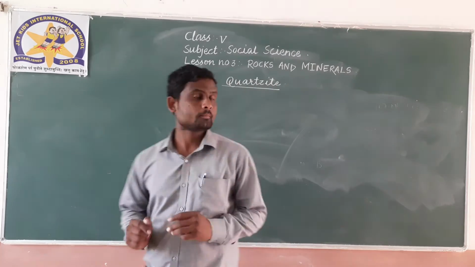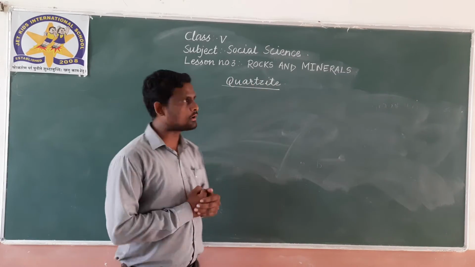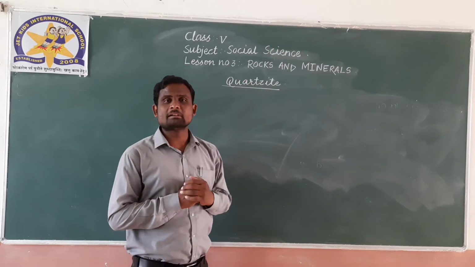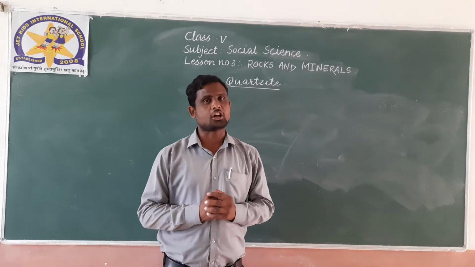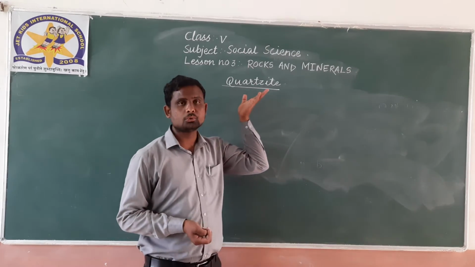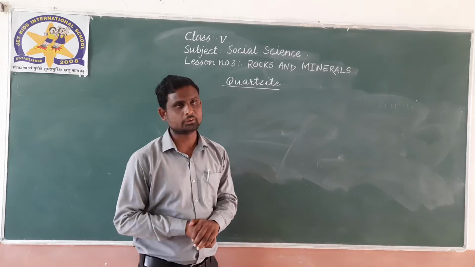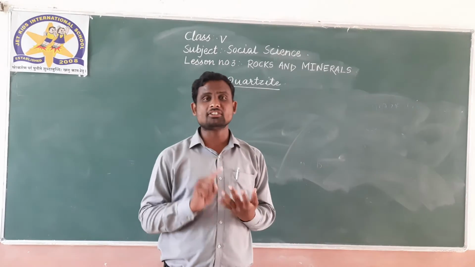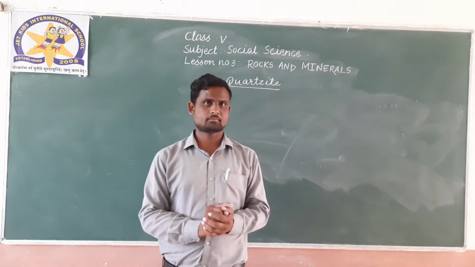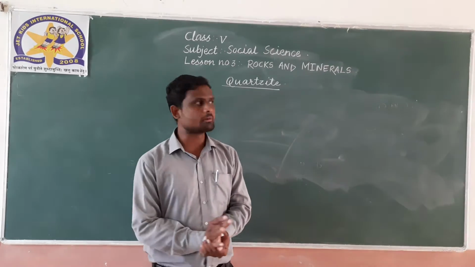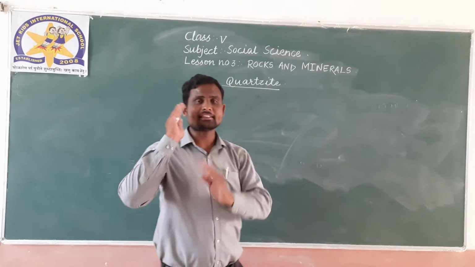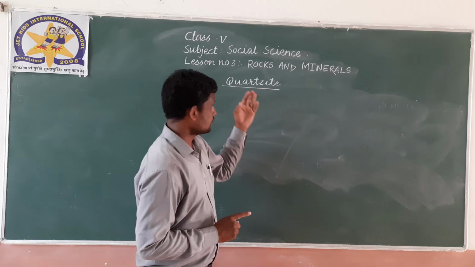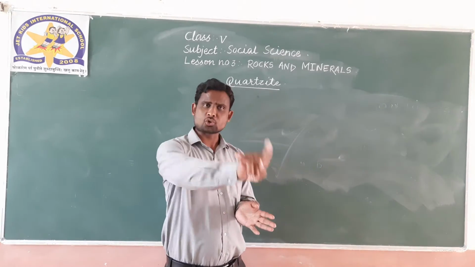My dear students, now we have to see the information about quartzite. Now listen. This is an example of metamorphic rock. Now how does this quartzite form? Quartzite is formed due to metamorphosis of sandstone. Metamorphosis of sandstone means we can say quartzite is formed from the sedimentary rock sandstone.